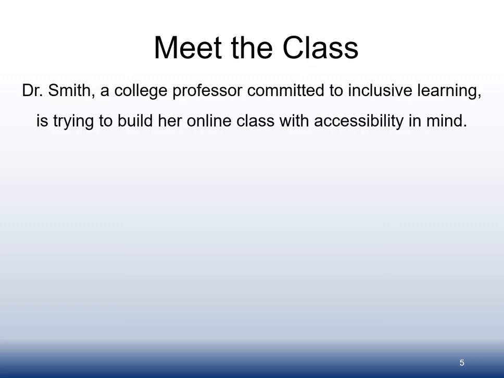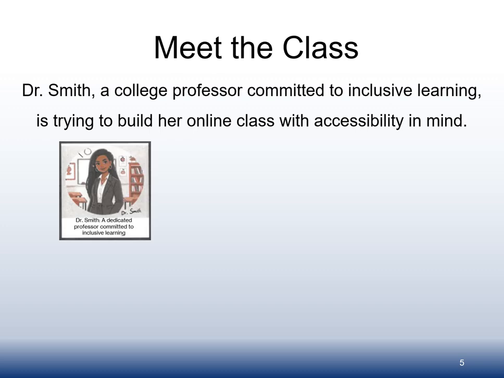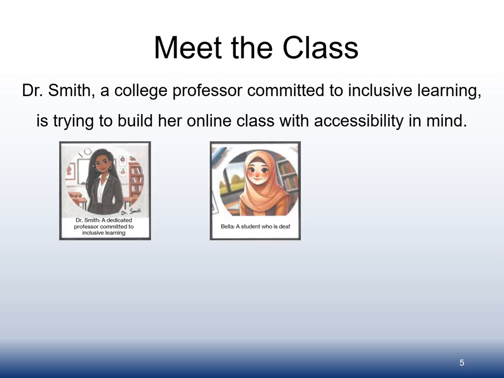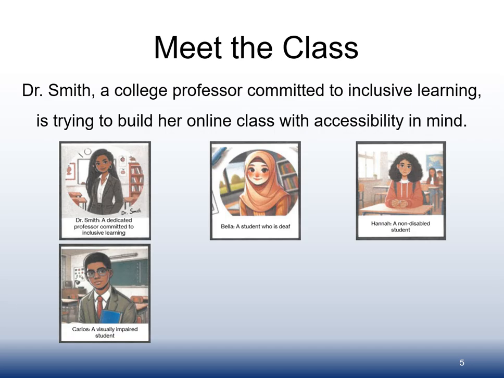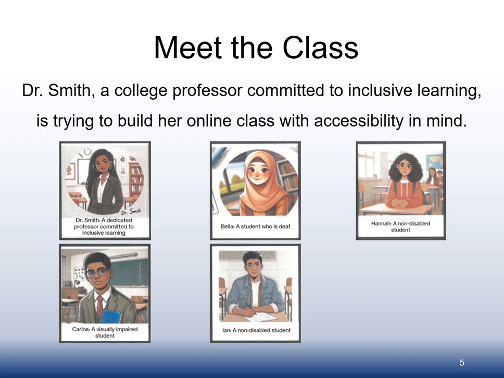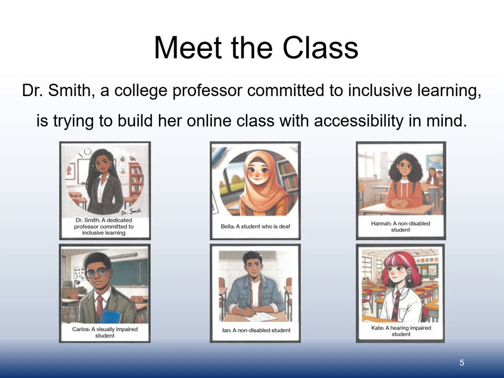Meet the class. Let me introduce a classroom project scenario and the individuals involved. This slide shows everyone participating in the course. We have Dr. Smith, the professor. Bella is a deaf student. Hannah is a non-disabled student. Carlos is a visually impaired student. Ian is another non-disabled student. Kate is a hearing impaired student. This mix of students represents a typical college classroom with diverse access needs.